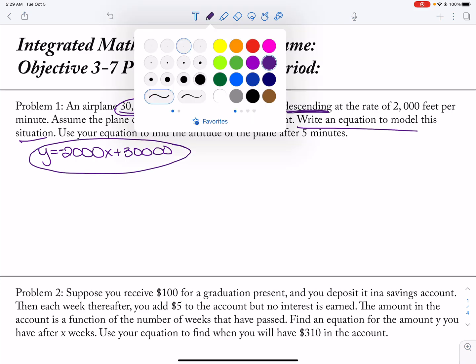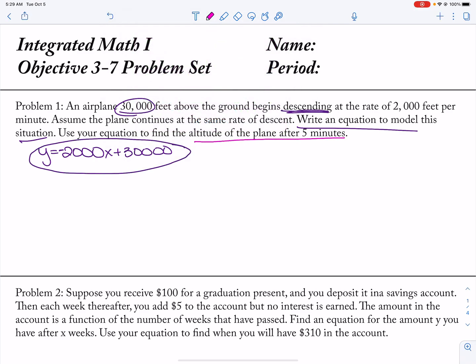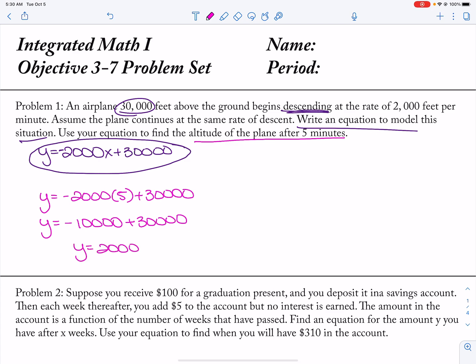The second step is to find the altitude after 5 minutes. So you are plugging in 5 minutes, and you are evaluating. So you get 20,000. And that is in feet.